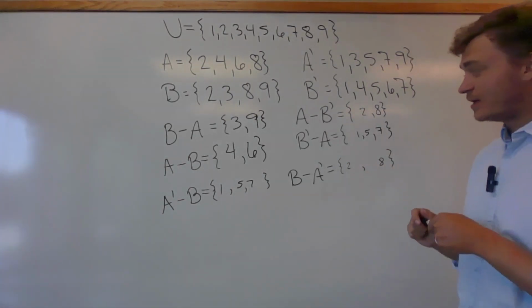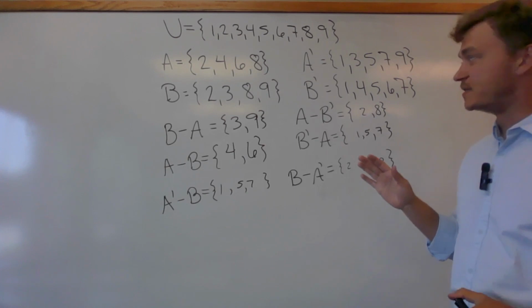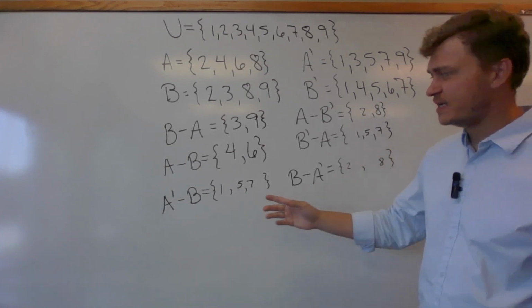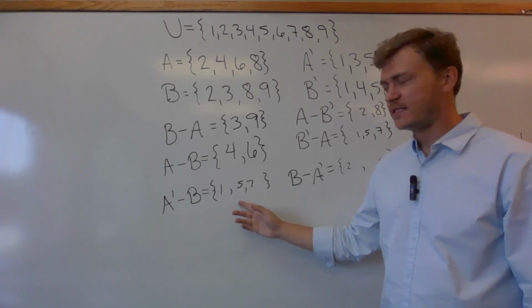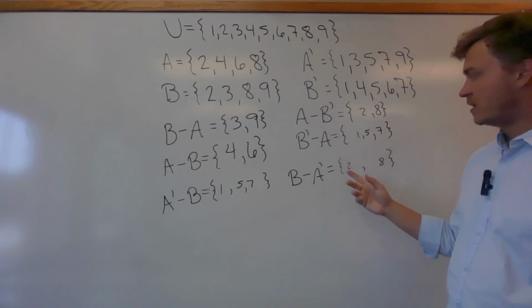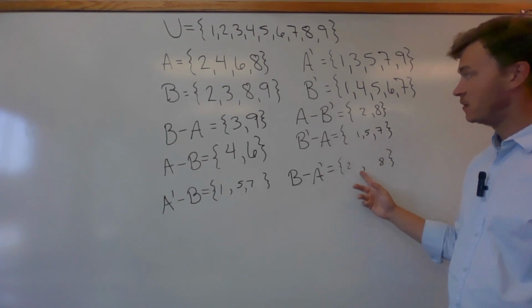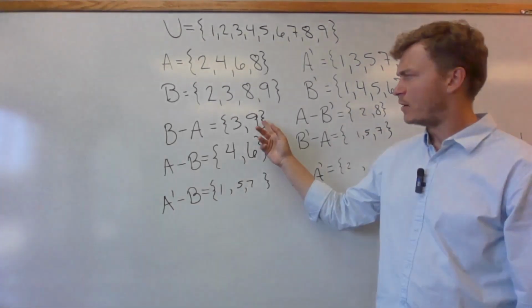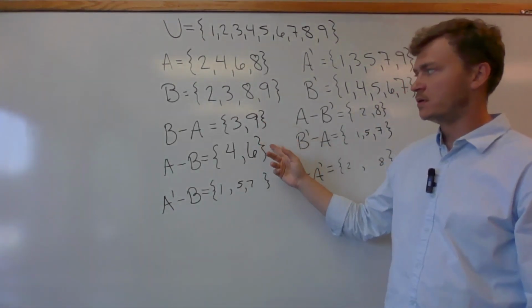Now, notice here, you might see some connections, maybe some overlap. As I see here, I have the set 1, 5, 7. I have the set 1, 5, 7. I have the set 2, 8. Right? I have the set 2, 8. I don't have any connections yet for this.